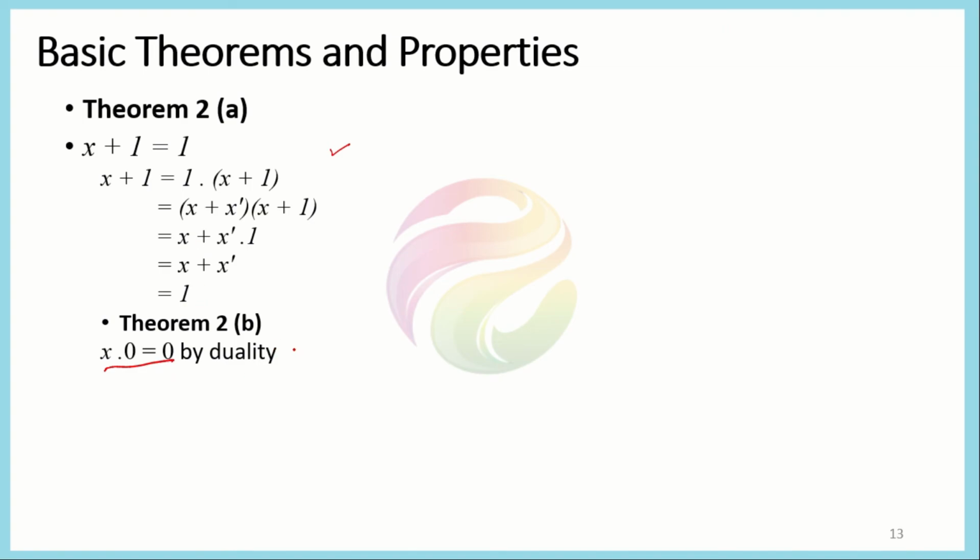And the second thing, for example for this theorem, is proved by the duality principle. What the duality principle is, that we apply it on this term. Basically, we change this plus, the OR operator, to the AND operator, which results in x dot 0, and change the 1 to 0. This one will be changed to 0, and this one will also be changed to 0. So if you apply the duality principle, you can also prove that.